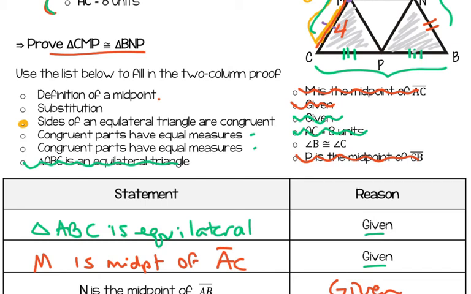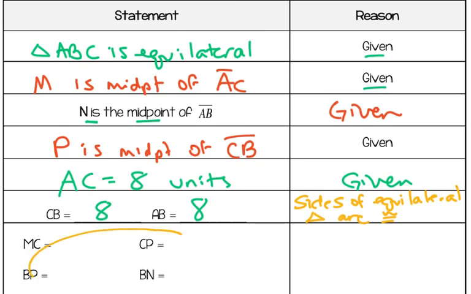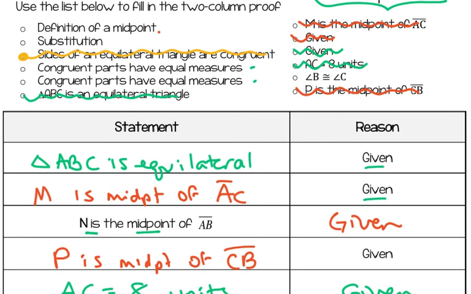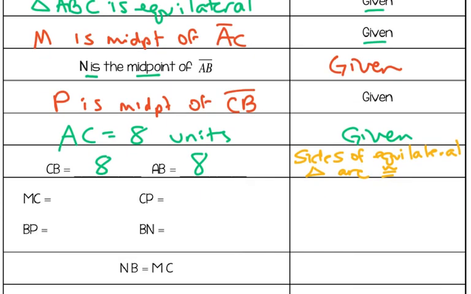Substitution, I'm not really substituting anything in here. Congruent parts have equal measures. I'm not saying anything about congruent parts in these statements. Nothing with congruence, so it's not going to be that one. And angle B is congruent, that's not anything we're talking about here. So it's going to have to be definition of midpoint. That's what I'm going to use next. Definition of a midpoint, and the definition of midpoint is just saying that it's splitting it into two equal pieces. So 4, and they're all going to be 4.